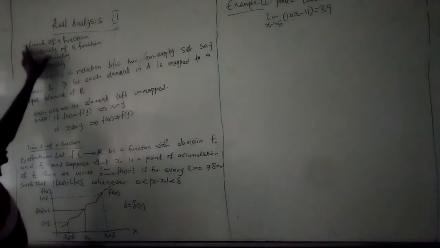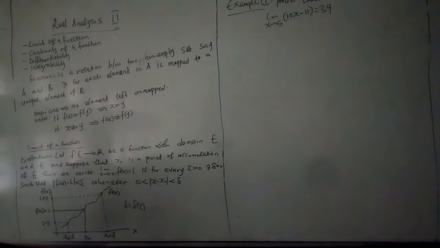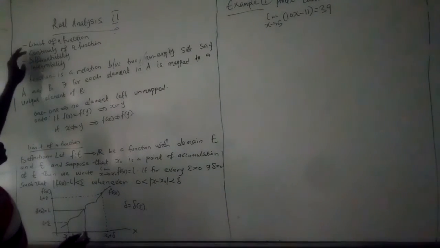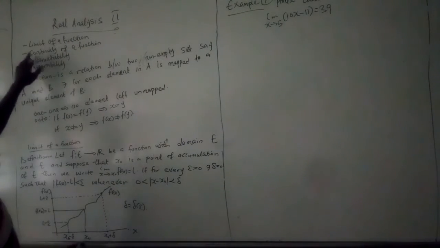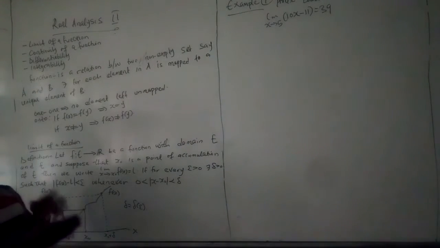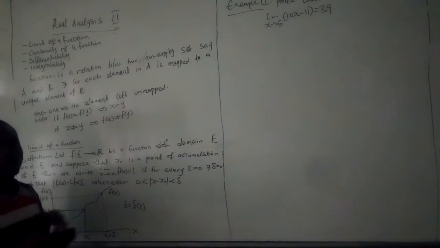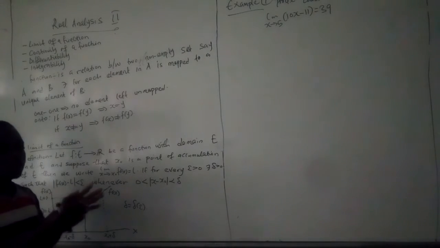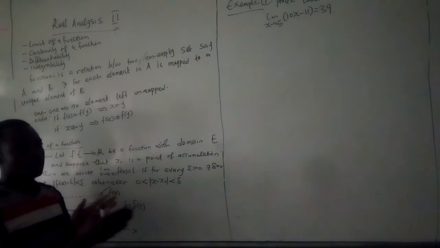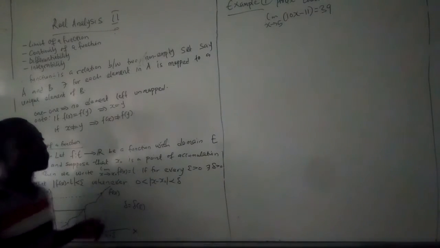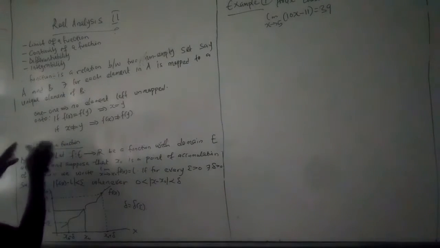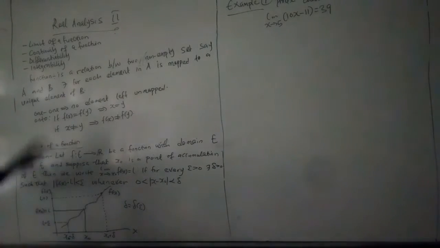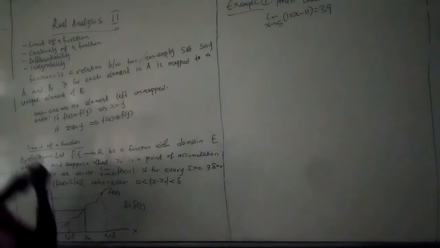The first thing is to start with the limit of a function, before we come to continuity, differentiability and integrability. So don't confuse this limit of a function with the limit of a sequence, of a convergent sequence. There's a difference between the limit of a convergent sequence and the limit of a function. So here we're going to talk first about the limit of a function. So now let us define what a function is.